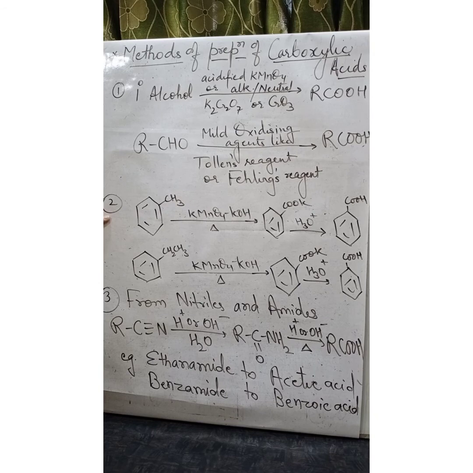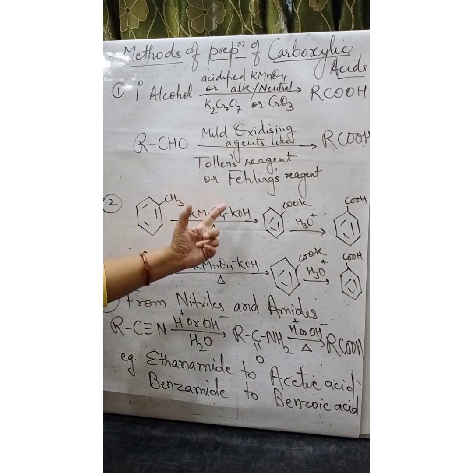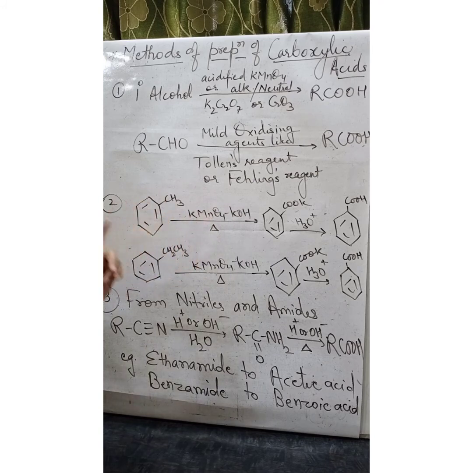Secondly, carboxylic acids can also be prepared from alkyl benzenes. Aromatic carboxylic acids can be prepared by vigorous oxidation of alkyl benzenes with CrO3 or acidic or alkaline KMnO4. The entire side chain gets oxidized to form carboxylic acid. Now here, irrespective of the length of the chain, it gives you benzoic acid only.